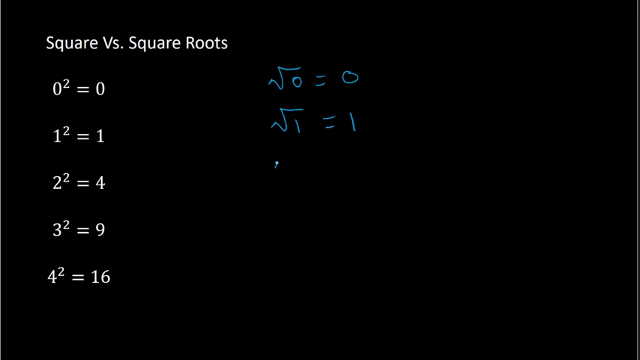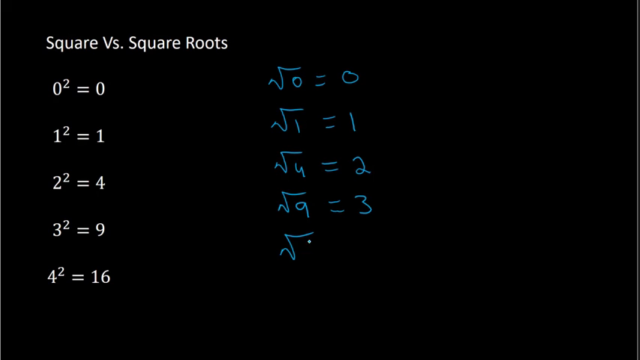Now, what about the square root of 4? This is asking what squared gives me 4? Well, looking here, we see that 2 squared is 4, so the answer here is 2. Now, what about the square root of 9? That's asking what squared gives me 9. Looking over here, we see that 3 squared is 9, so my answer is 3.